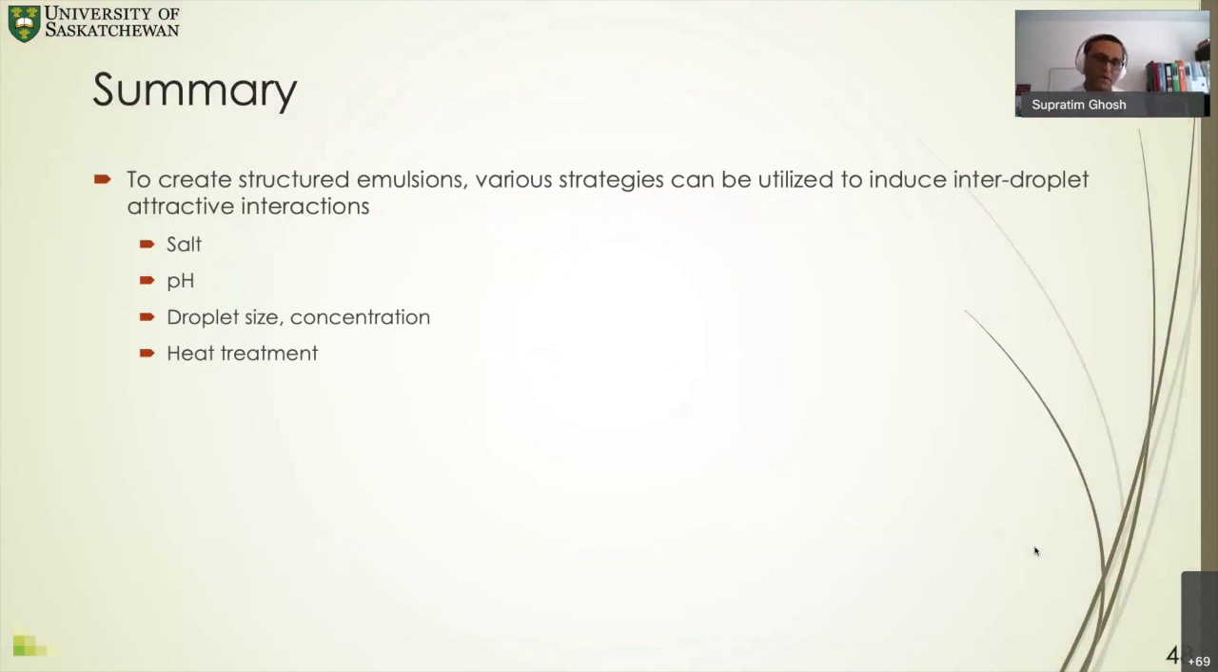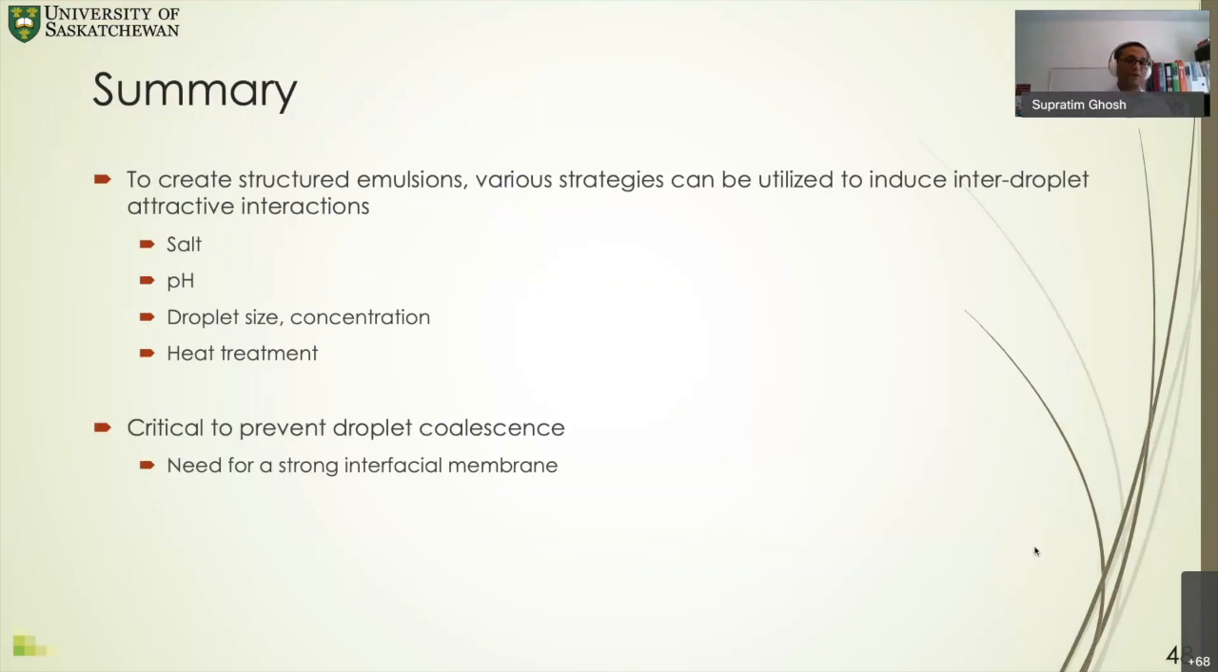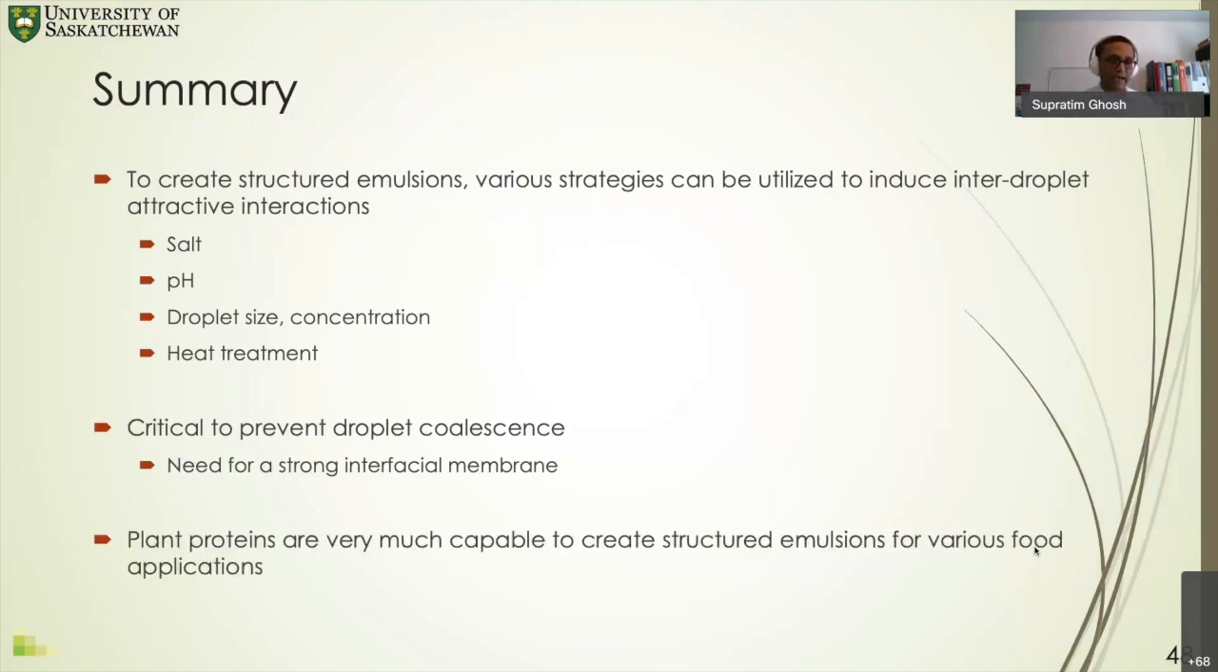So I'm going to end here just to summarize very briefly. So to create structured emulsion, various strategies can be utilized to induce interdroplet attractive interactions. You can add salt, you can change pH, you can control droplet size, heat treatment. There are other things as well, but we just talked about these few in this presentation. But it is absolutely critical to prevent droplet coalescence. So we need to make sure the interfacial membrane stays very strong. And obviously, plant proteins are very much capable of creating structured emulsion for various food applications.